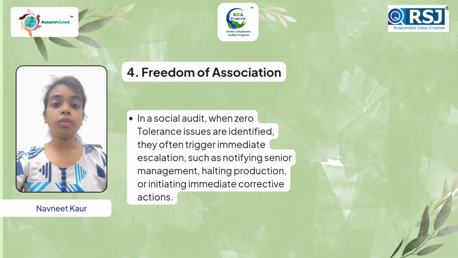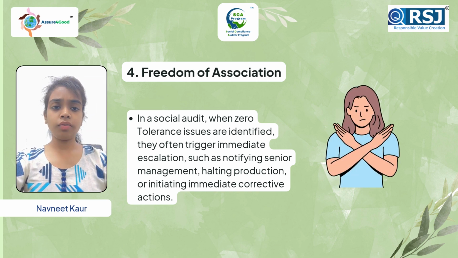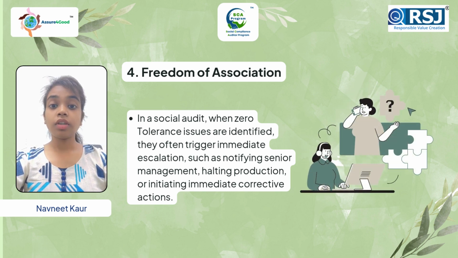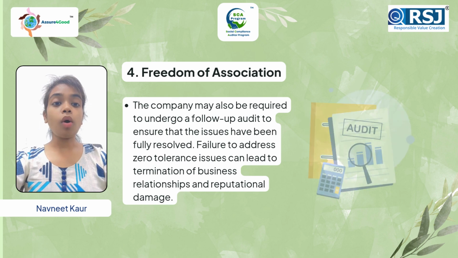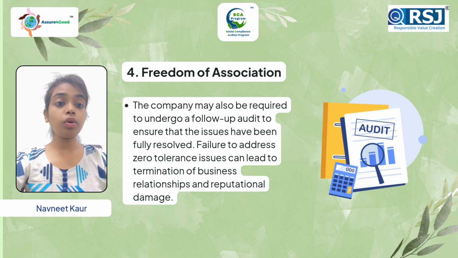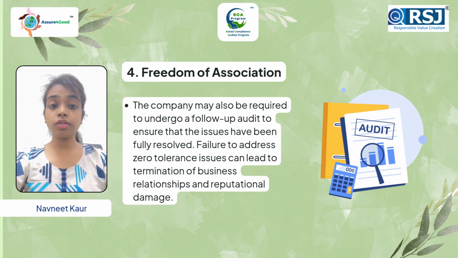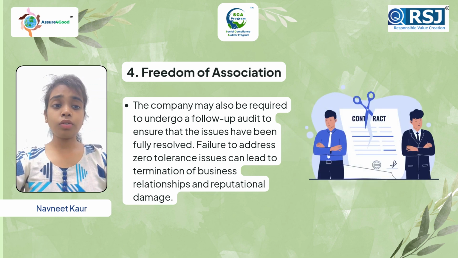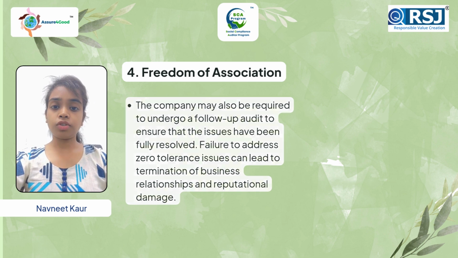In a social audit, when zero tolerance issues are identified, they often trigger immediate escalation, such as notifying senior management, halting production, or initiating immediate corrective actions. The company may also be required to undergo a follow-up audit to ensure the issues have been fully resolved. Failure to address zero tolerance issues can lead to termination of business relationship and reputational damage.